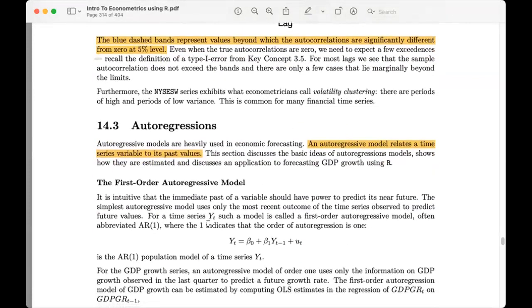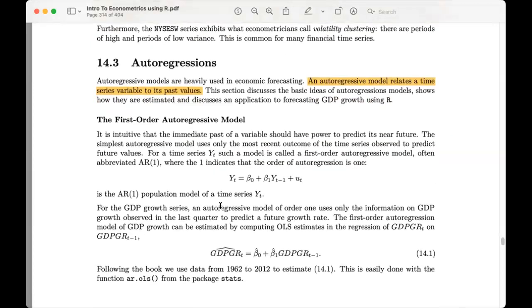So we look at the other key concept, which is autoregressions. Autoregressive models are heavily used in economic forecasting. Also in macroeconomics, most of the analysis will use autoregressive models because they work a lot with time series data. An autoregressive model relates a time series variable to its past. This is a good example: yt is an autoregressive process of order one, which is AR(1), where one indicates the order of the autoregressive process.